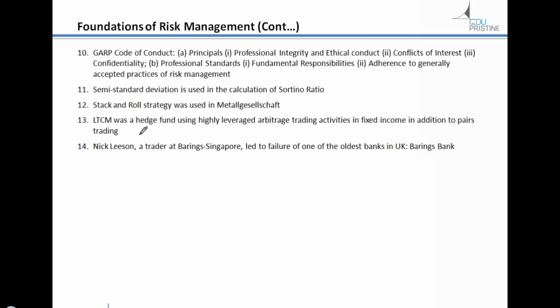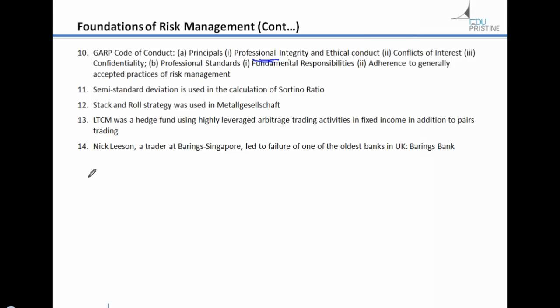Conflict of interest. The conflict of interest can be with the clients. It can be with your employer. Confidentiality. You have to keep the confidentiality of your clients. That's a very important point to remember, and somehow this will be tested. Fundamental responsibilities. You give a fair view on whatever reports, whatever your views, your opinions are. And adherence to generally accepted practices of risk management. As a student GARP member, you need to follow this code of conduct.